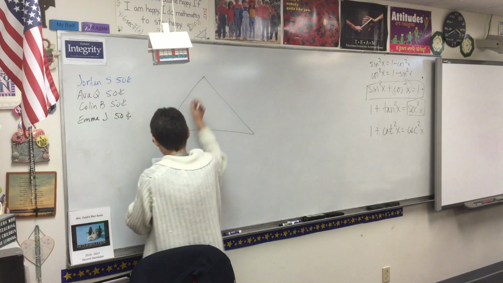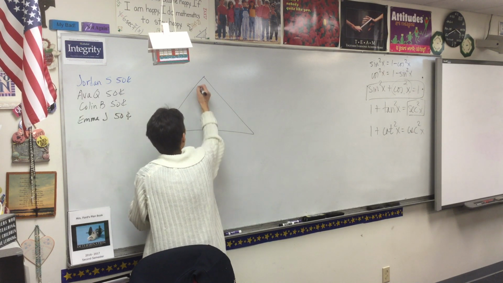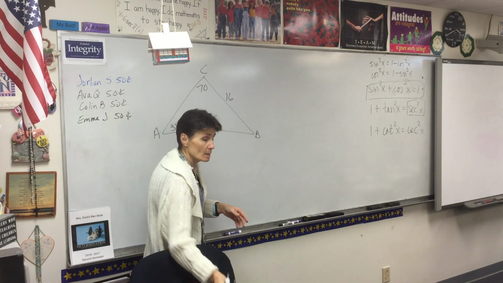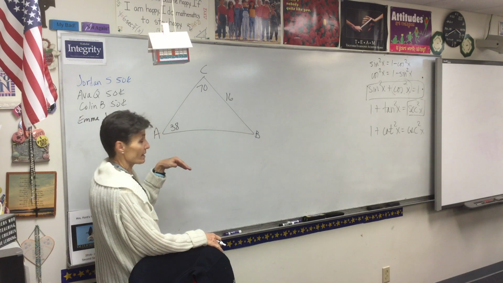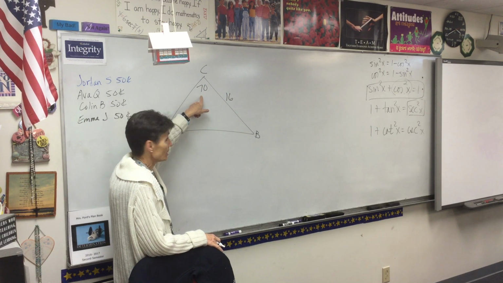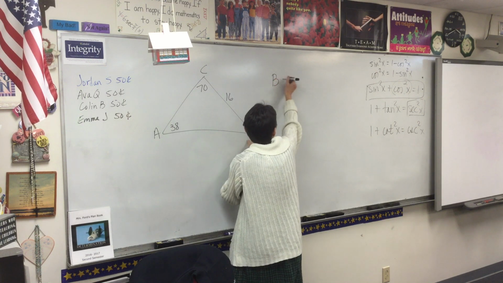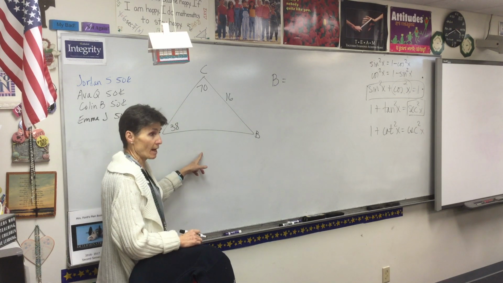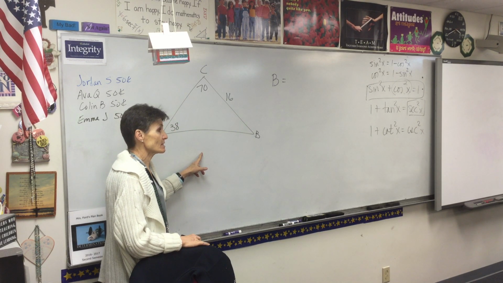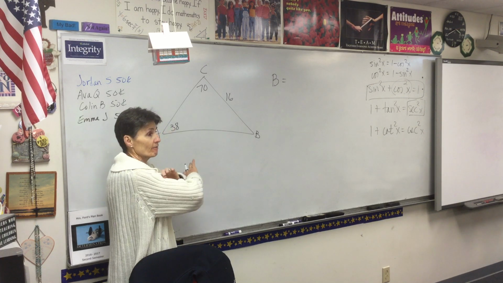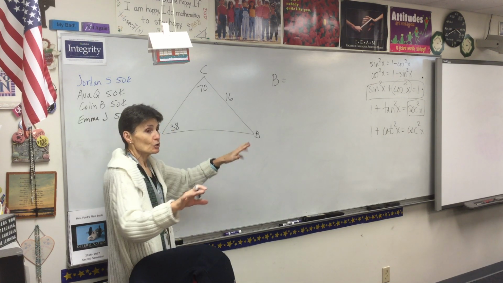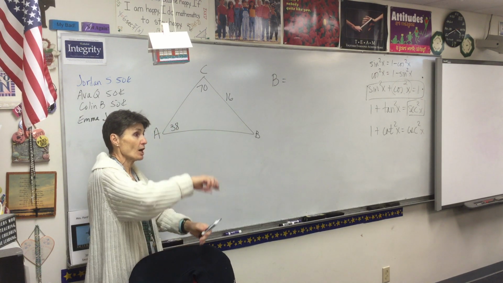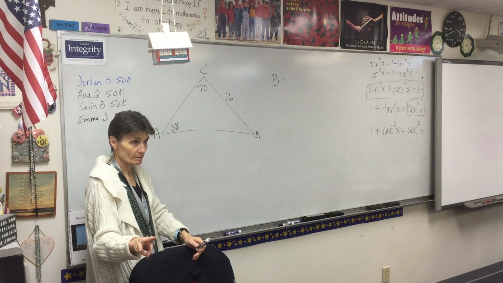Does anybody know what I'm talking about when I say solve a triangle? Well, if I look at this triangle, I know 2 of the angles. So there is a 3rd angle that needs to be found. I know 1 of the sides. There are 2 more sides that need to be found. So when we say solve the triangle, we mean find all the angles and sides. You will always be given 3 pieces of information, and then your job is to find the other 3.